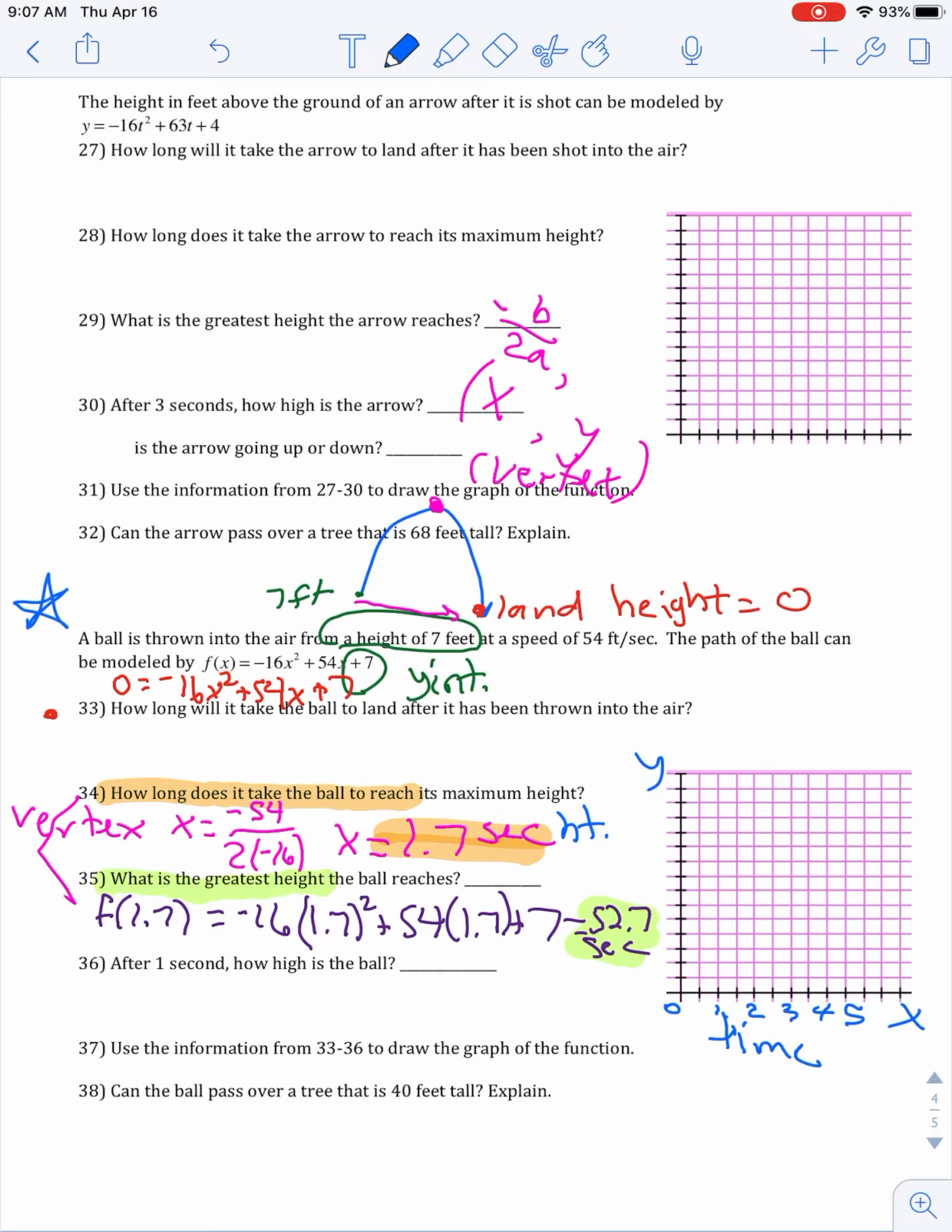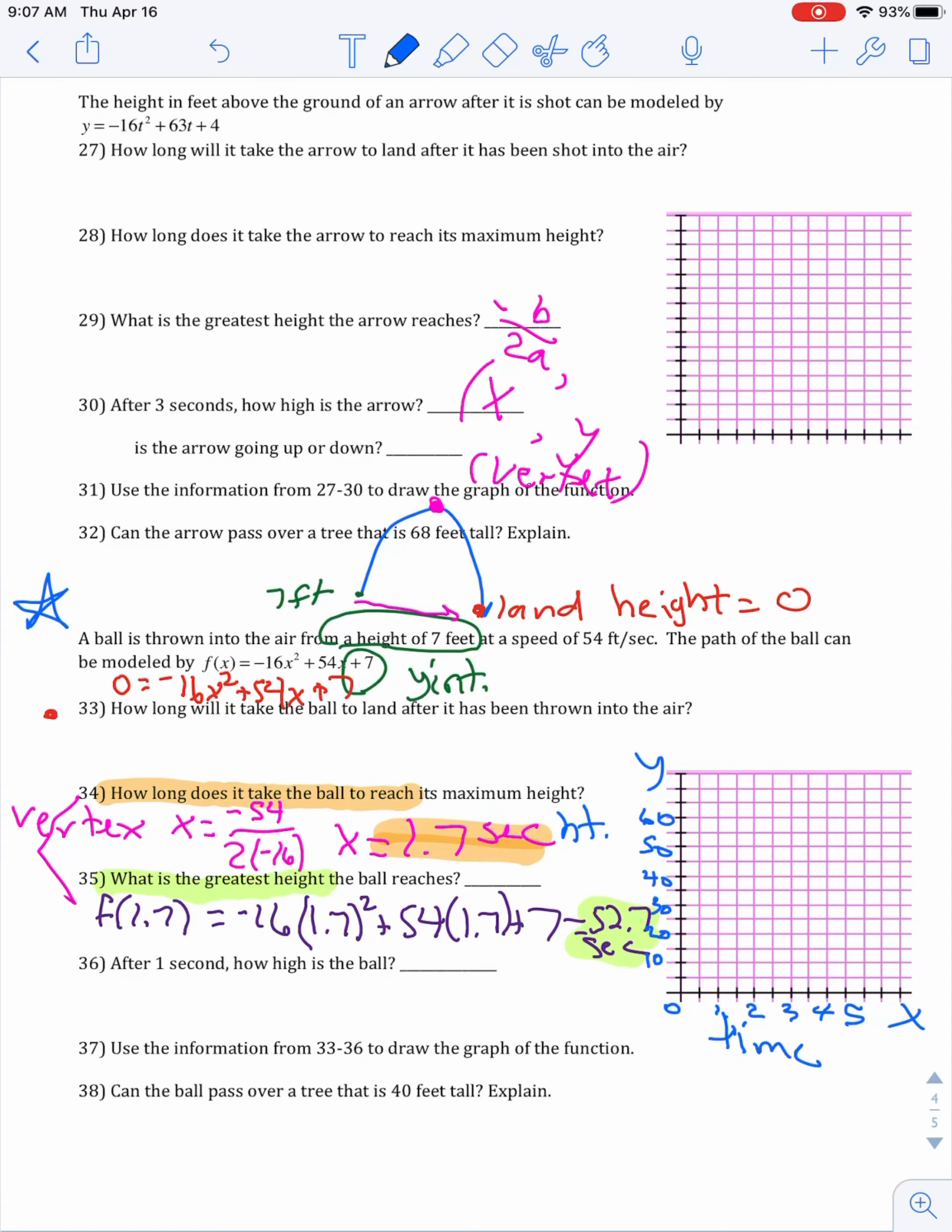Now for the height, I need to go at least to that maximum height of 52.7. So these lines need to go up to more than 50. I can't use a space of 1 or 2, that's not going to be enough. So every line could be 5. Here's your 0, and then here's 10, 15, 20, and then 30, 40, 50, 60. Okay, I have enough space for that now.